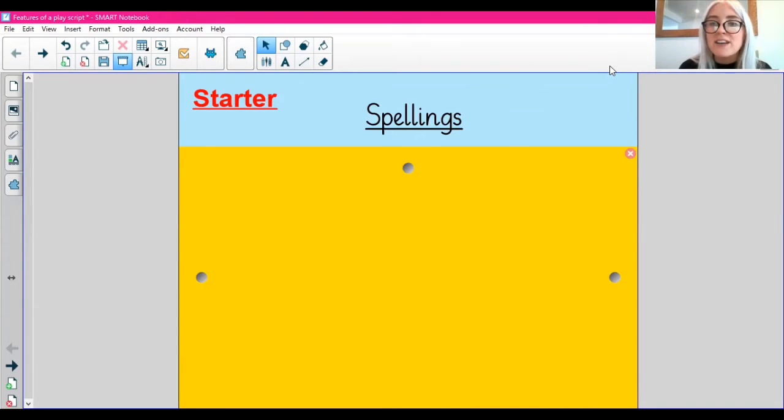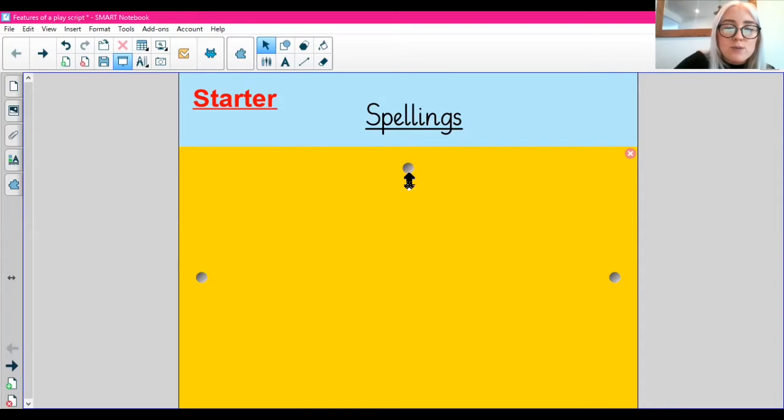And spelling number 5, our last spelling, is imagine. Imagine. Imagine if you get all 5 spellings correct. Right, super. Now I'm going to show you the answers.